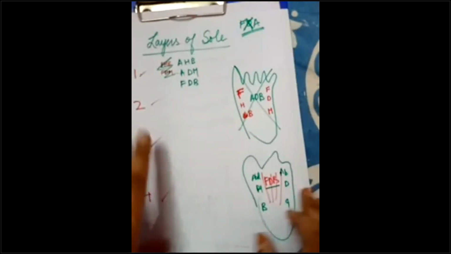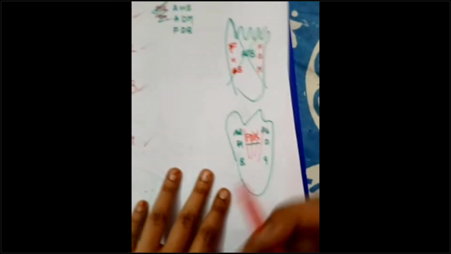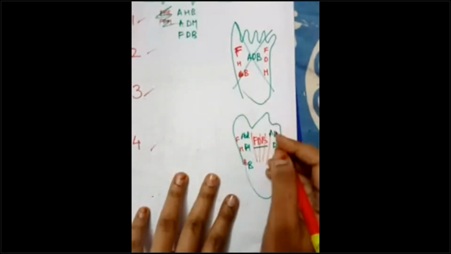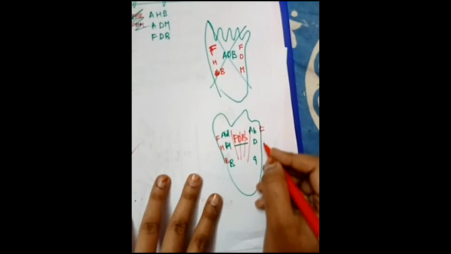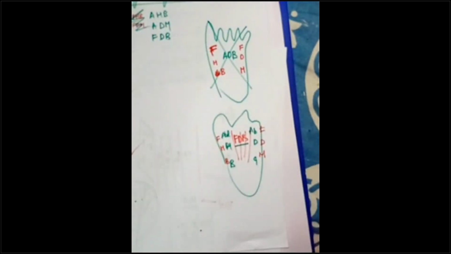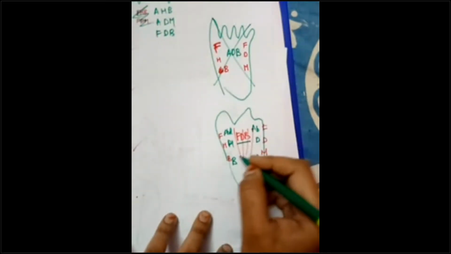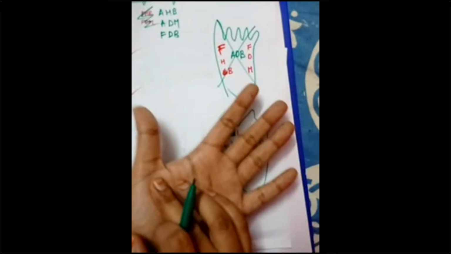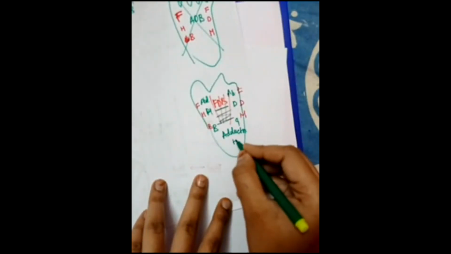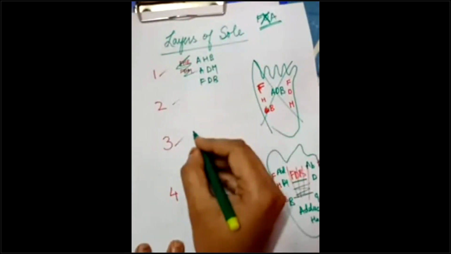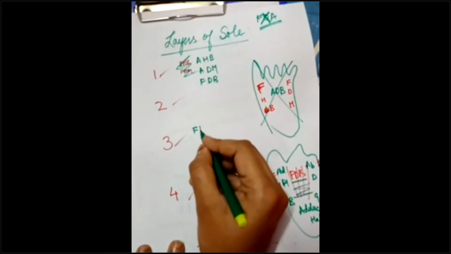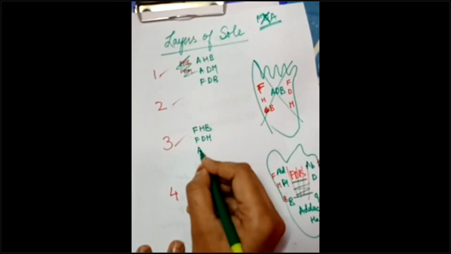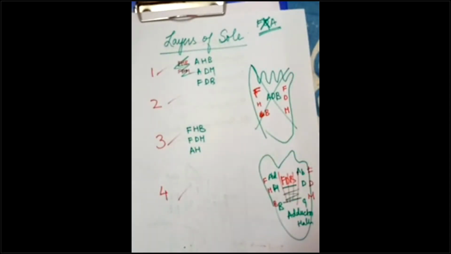It is its brother, the same will work. In the third layer you will have flexor hallucis brevis. Digiti minimi will say, I also want flexor digiti minimi. In between them, who will fill it? Adductor hallucis. In the hand you had adductor pollicis; here you have adductor hallucis. So flexor hallucis brevis, flexor digiti minimi, adductor hallucis. First and third layer done.